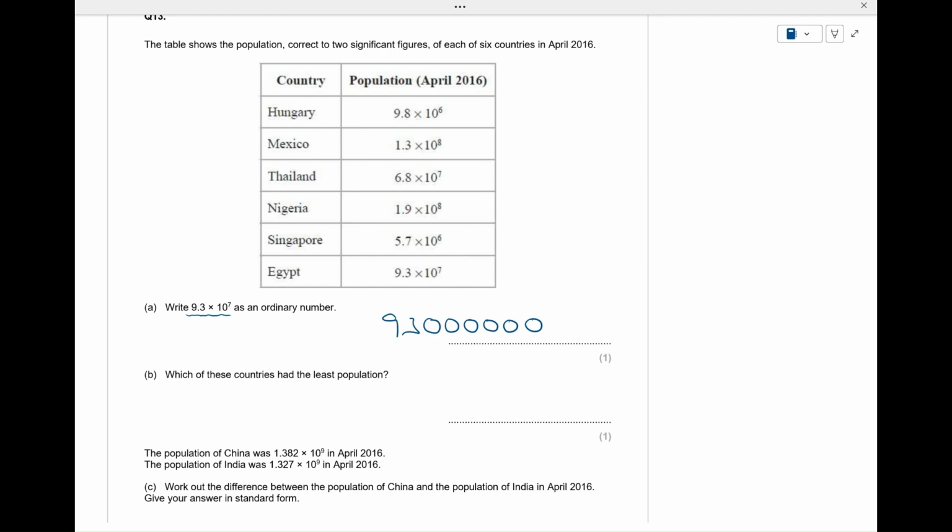Which of these countries have the least population? Well, which of these is the lowest number? Well, if you wanted to, you could work out each of them on your calculator, write them all down and see which one has the lowest number. But I know it's either going to be this one or this one, because they are both times 10 to the 6. Now, Hungary is 9.8 times 10 to the 6, so that's 9.8 million. And Singapore is 5.7 million. So, of course, Singapore is the smallest one. So my answer to which of these countries have the least population is Singapore. I suppose I should give it a capital S.